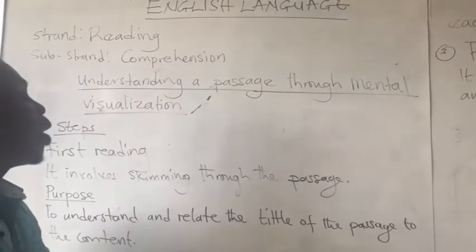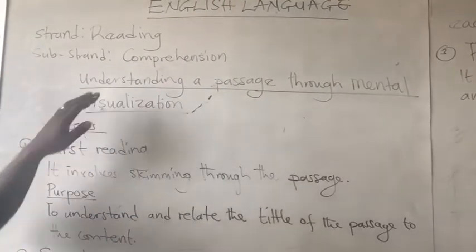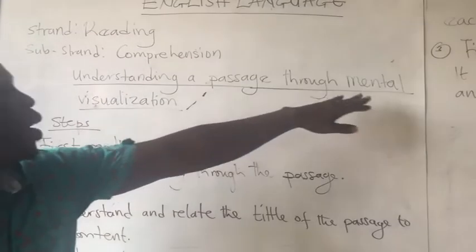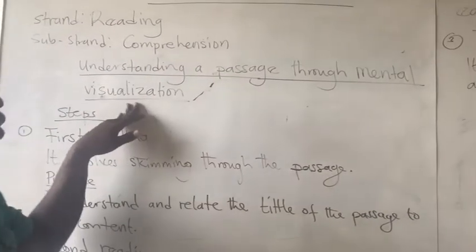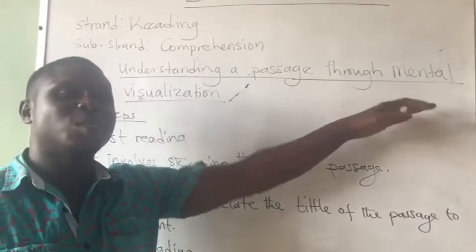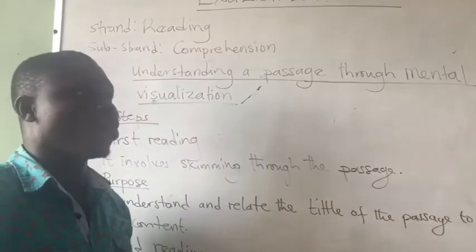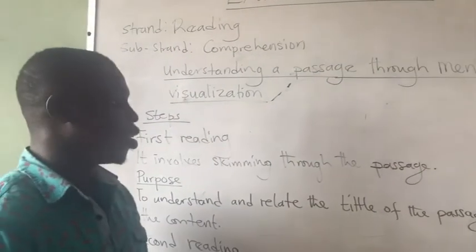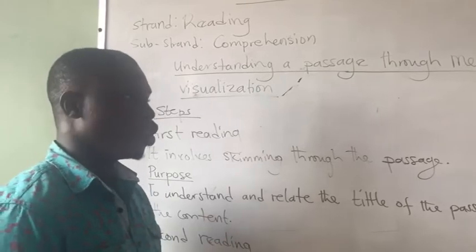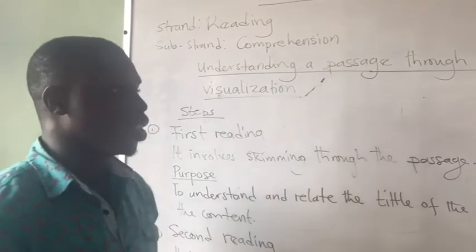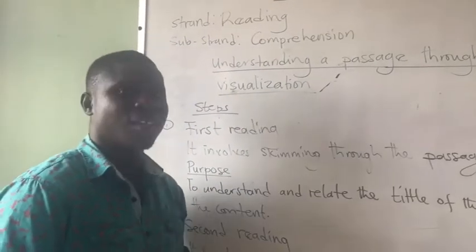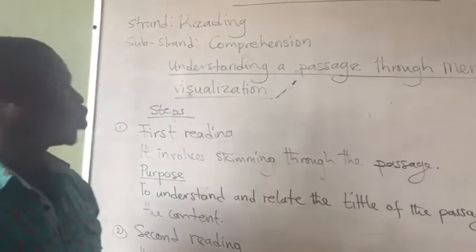And in our comprehension, what we are going to look at is understanding a passage through mental visualization. When you say mental visualization, it means you have to try and create a mind picture of what they are talking about in the passage. So whatever the passage is trying to talk about, you try to imagine the situation so that you can understand it best in order to answer questions from them.